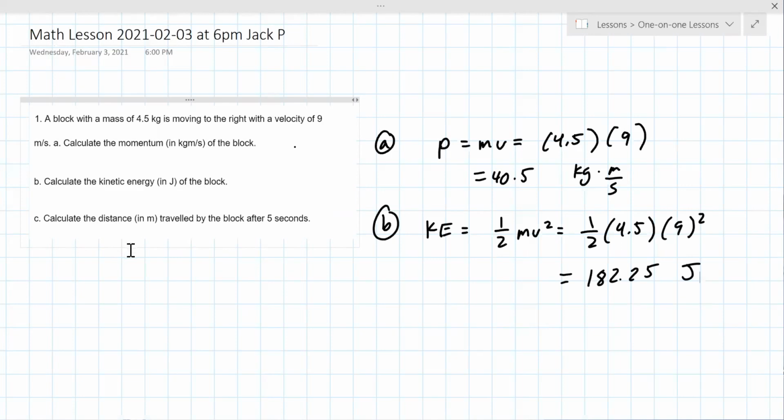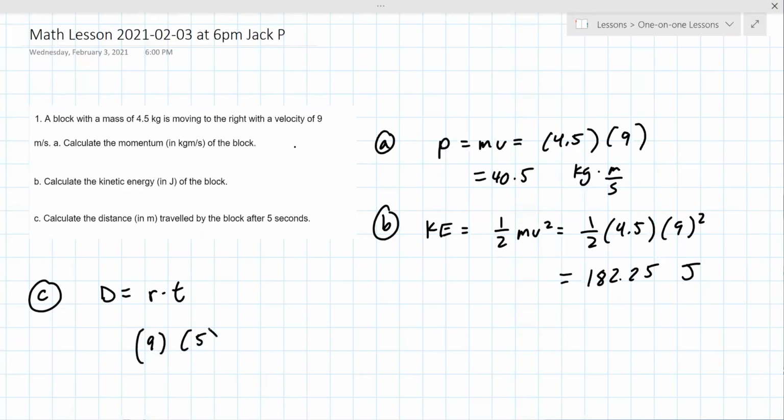Okay, now it says calculate the distance in meters traveled by the block after 5 seconds. Is that right? Yeah. So this is maybe just from old physics, or earlier in the class. Your rate or your velocity is 9. Your time is 5. So you get 45 meters for that. Awesome.